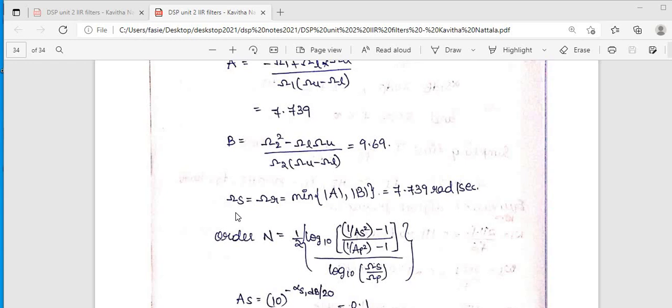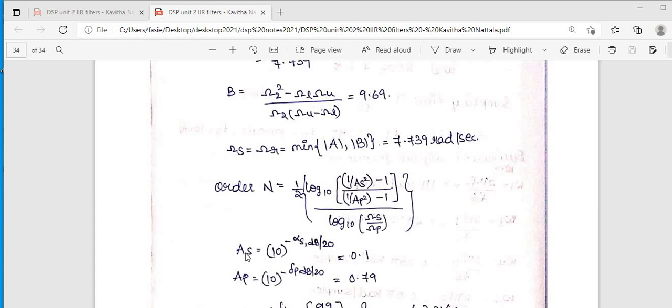Clear? We have now obtained the stop band. Next, students, how do we obtain AS and NAP? We can have AS as this, NAP as this one. The continuation of this problem is a lengthy one. We will try to solve it in the next session.